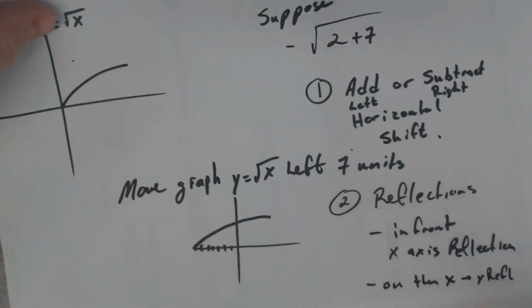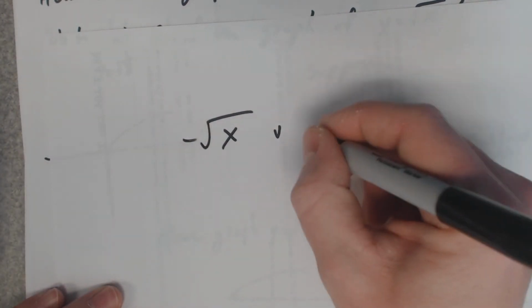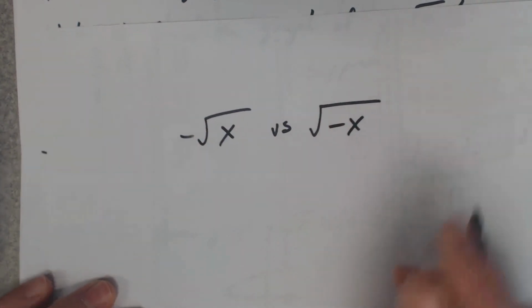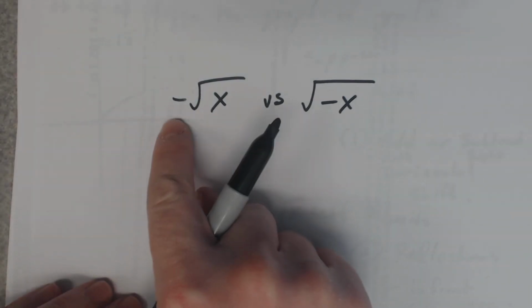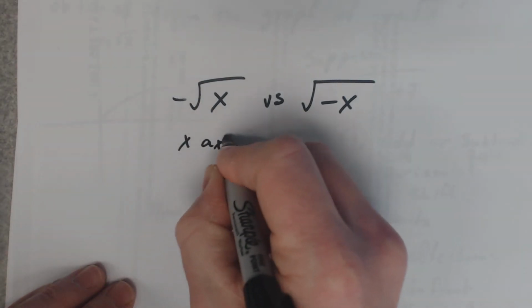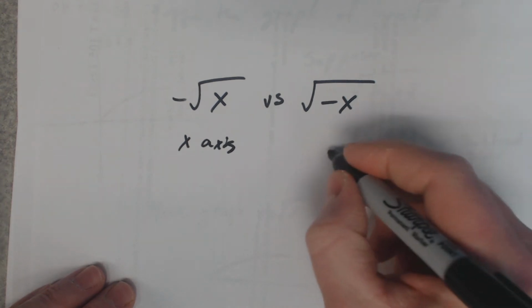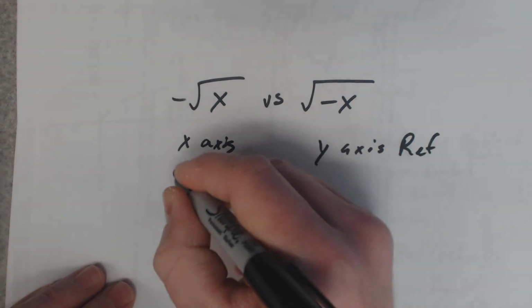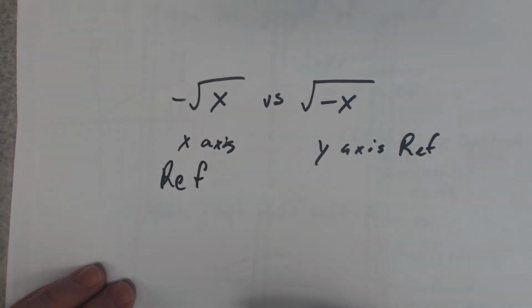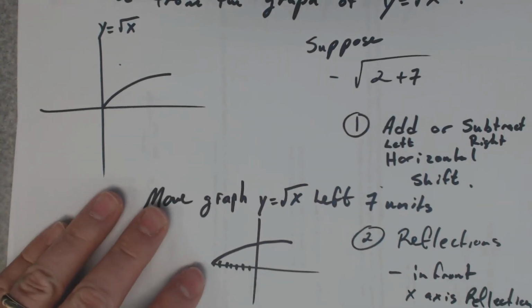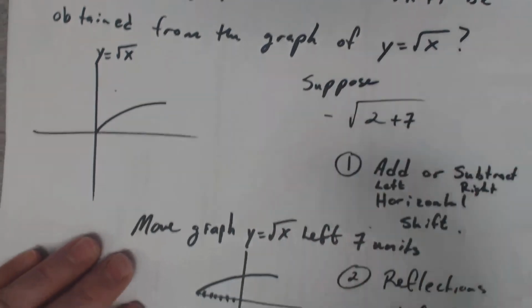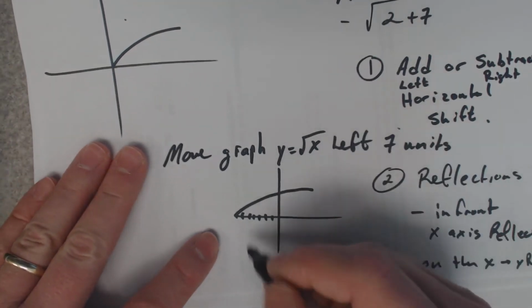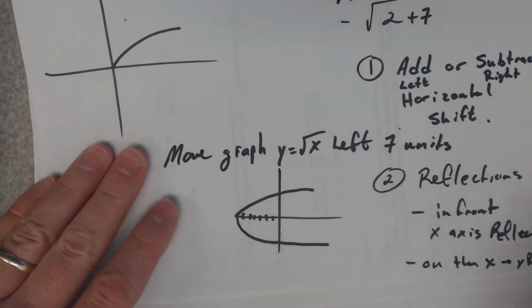So what do I mean by that? See how the negative's out front? That's going to be the x-axis. See how the negative's on the x? That's a y-axis reflection. So that's the differences. That's what I'm talking about there. All right. So since this has a negative out front, it's reflected over the x-axis. So it reflects over the x-axis. So the actual graph looks like this.